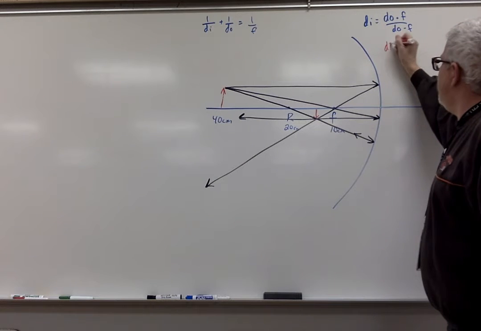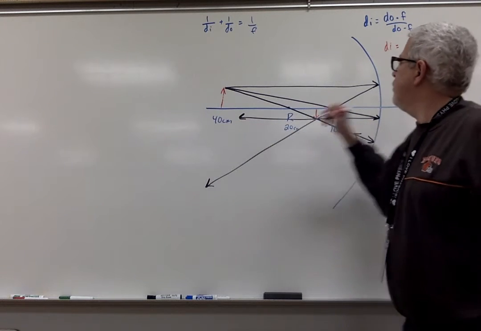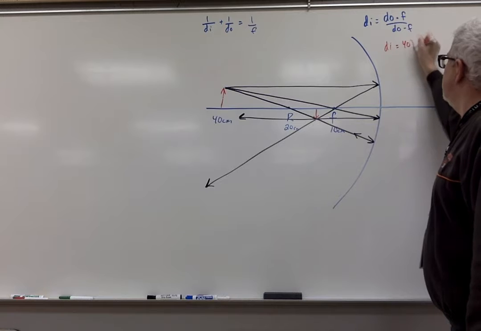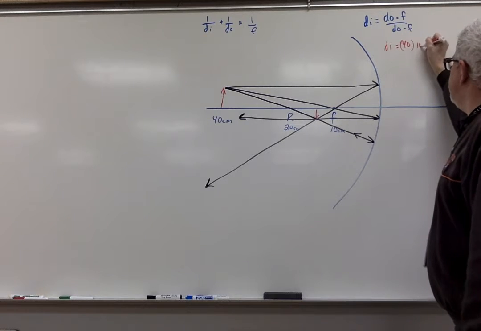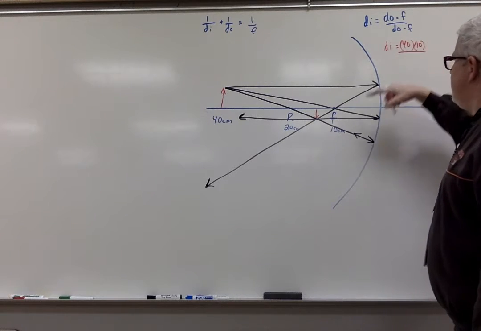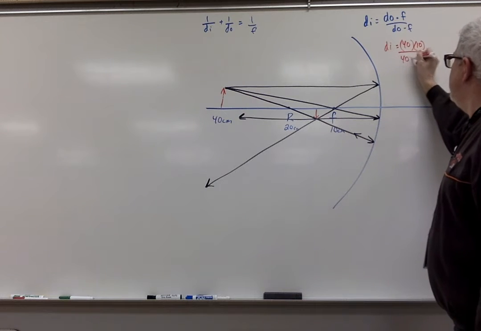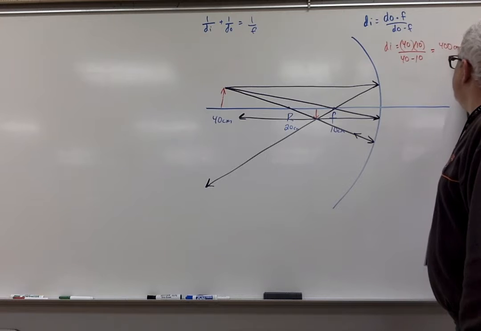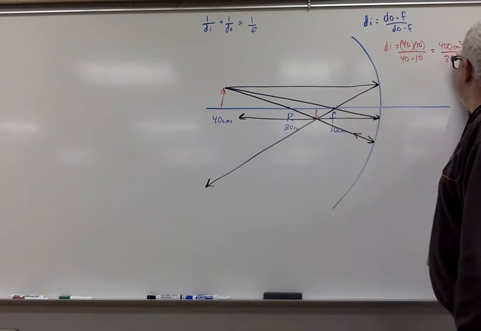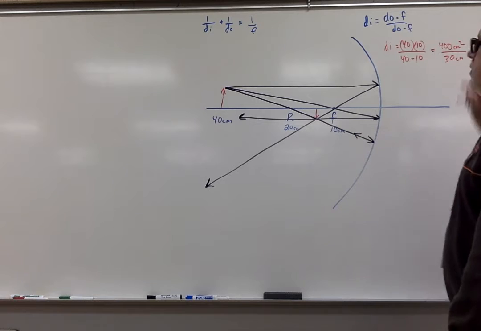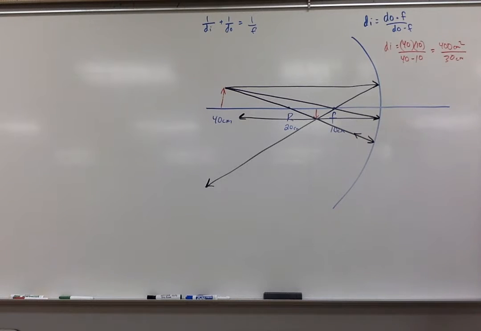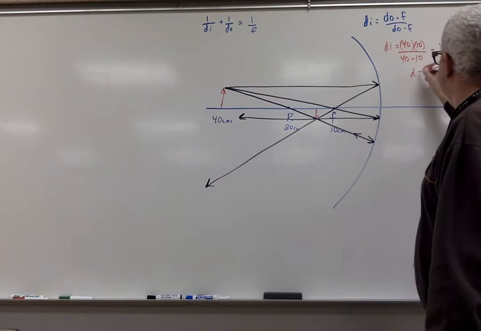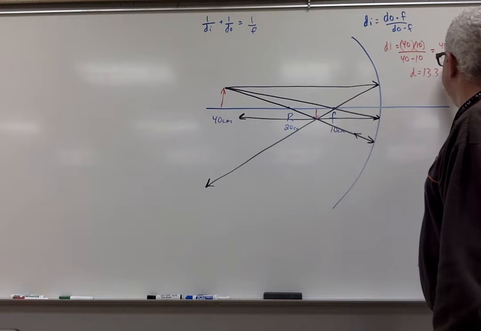So here I'm going to have di. My object distance is 40 centimeters. My focal length is 10 centimeters. So I end up with 400 centimeters squared over 30 centimeters. Centimeters squared divided by centimeters gives me centimeters as my unit. And in this particular case, that image distance is going to be 13.3 centimeters.